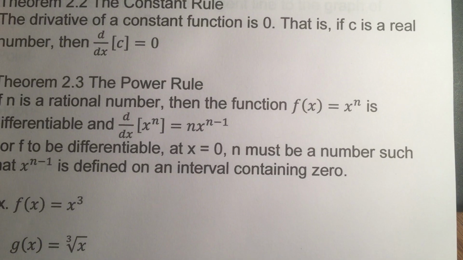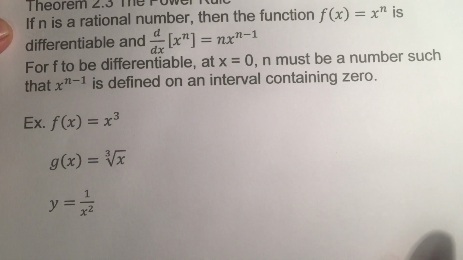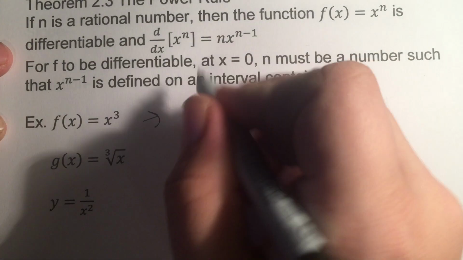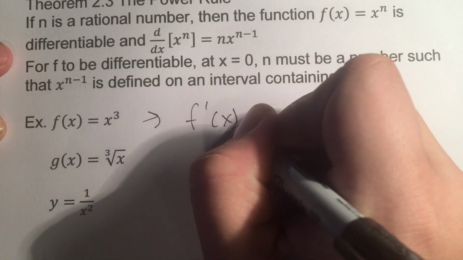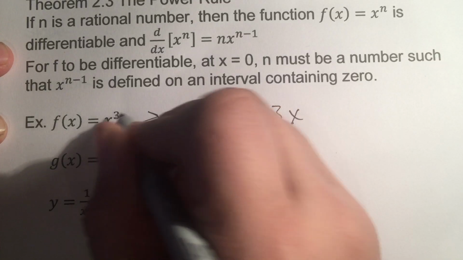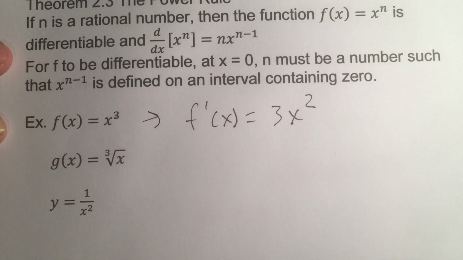So we have problems like this. So x to the third, the derivative, we bring the 3 in front, subtract 1 from the exponent, and we're now 3x squared.